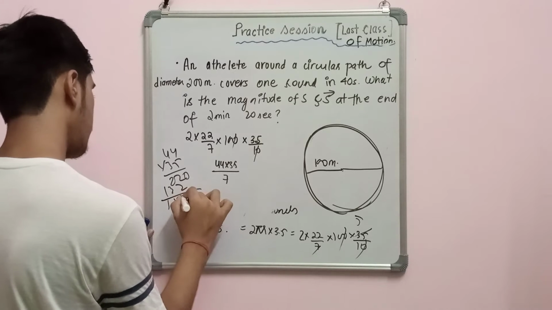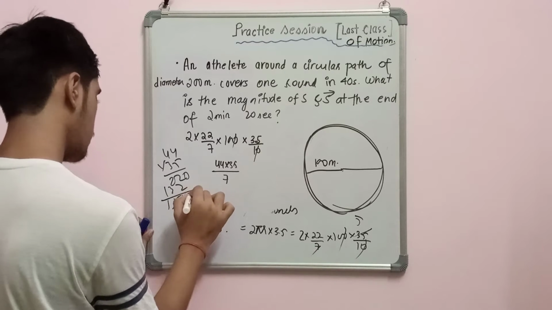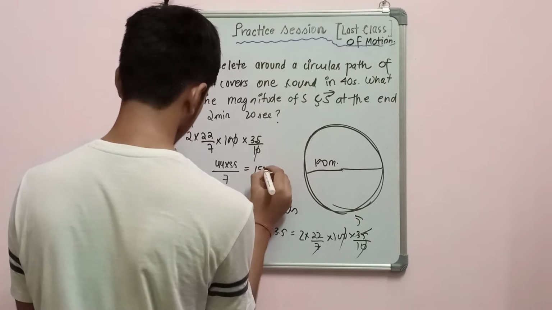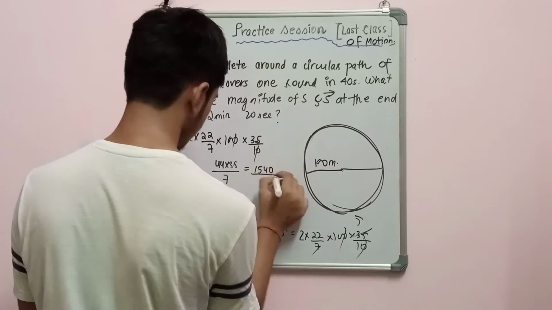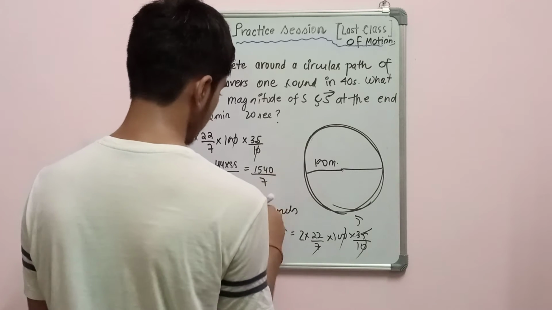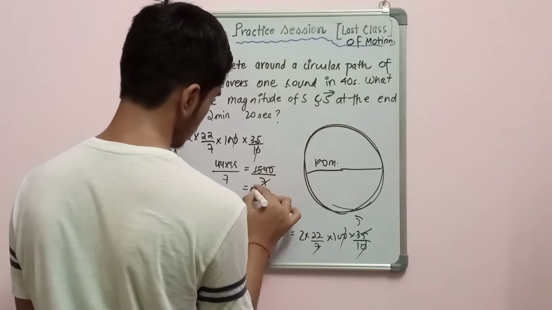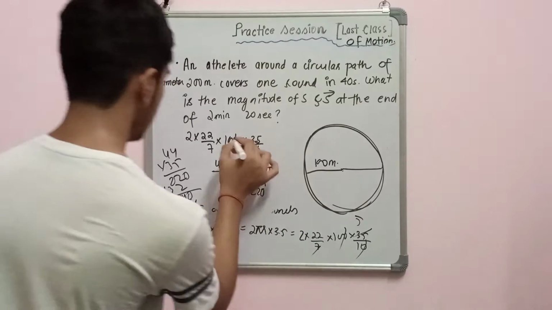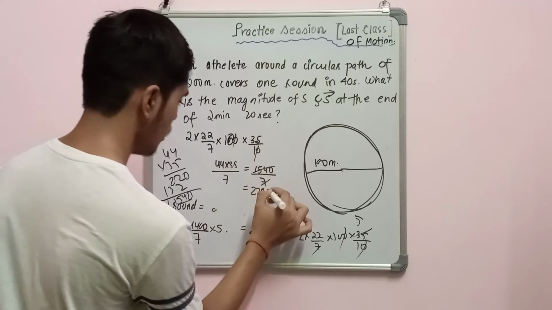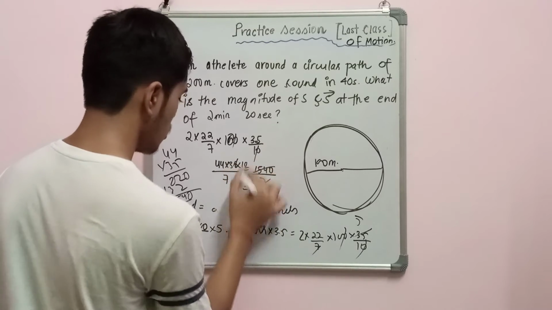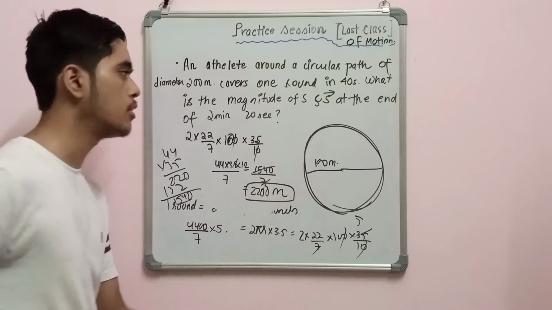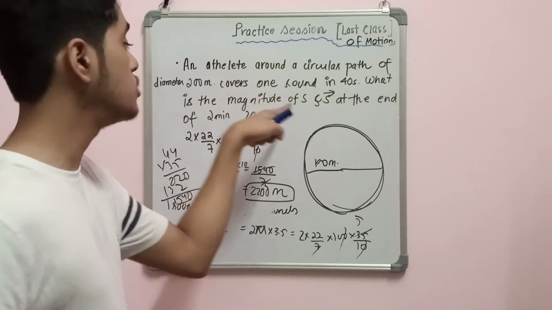44 into 35 is, so this will be 220 and this will be 132. So this will be 1540, and divided by 7. So this will give us 220. Oh, there is 10 here, so I'll apply here into 10. So this is 2200 meter, that is 2200 meter. Yes sir, that is the distance.